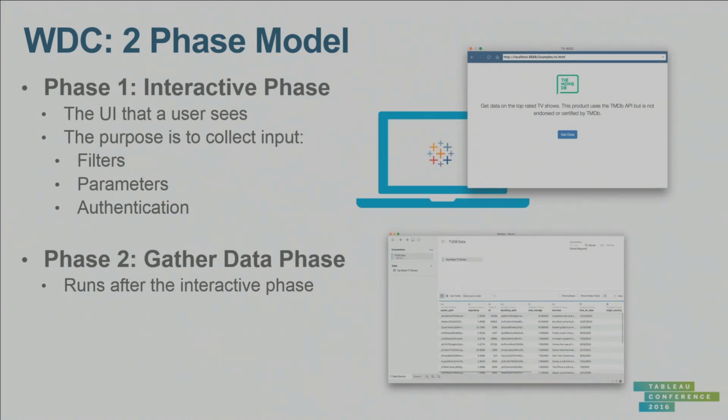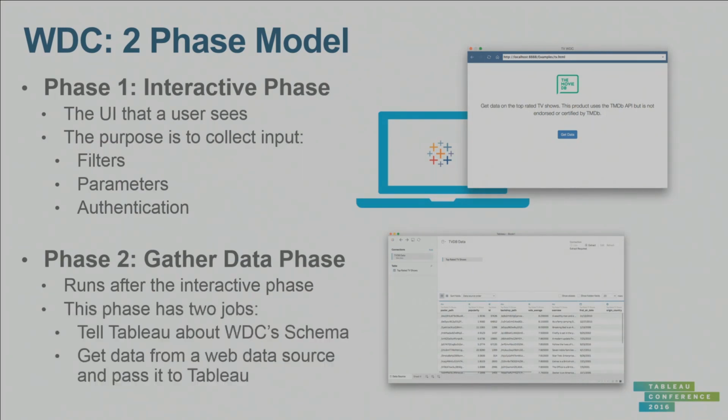The purpose of this phase is twofold. First, your connector in this phase has to tell Tableau about the schema of your data. In the TV example, you saw we had all these columns: popularity, name, origin year. That's the schema of the table you're bringing back. So it has the name of the column, the data type, and some additional metadata if you so choose. After your connector has told Tableau about the schema, the next thing it has to do in this phase is just give the data back to Tableau. So, two jobs of the gather data phase.